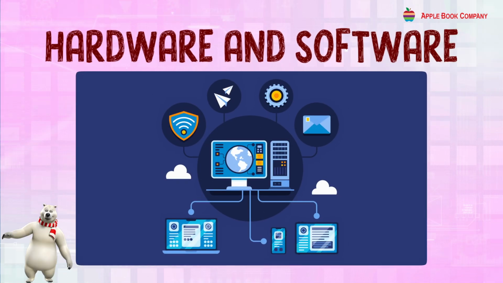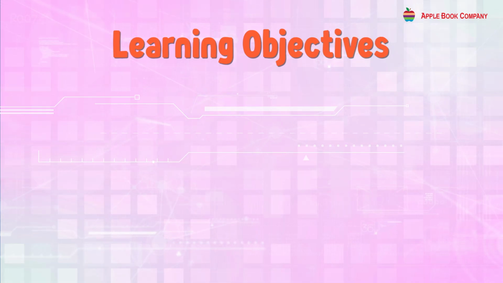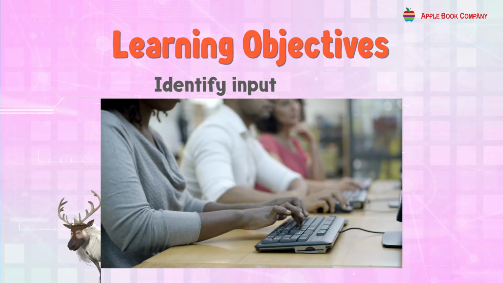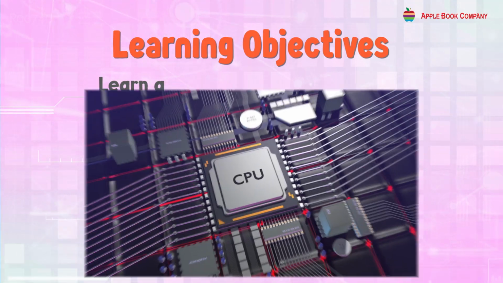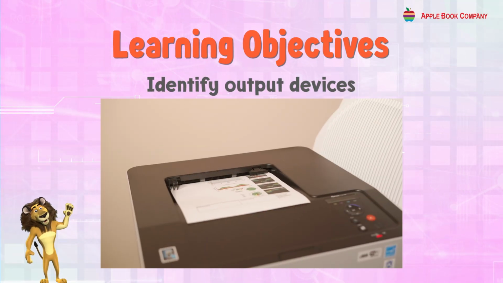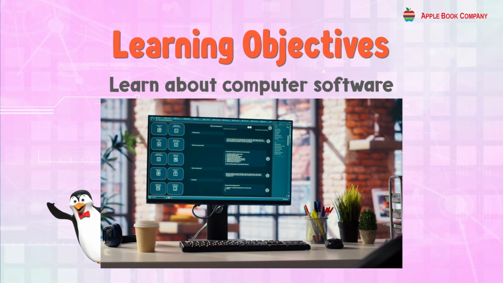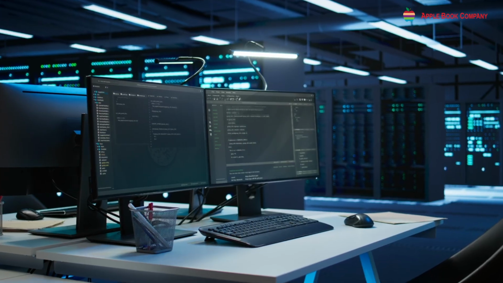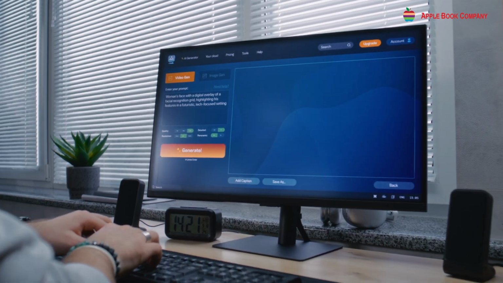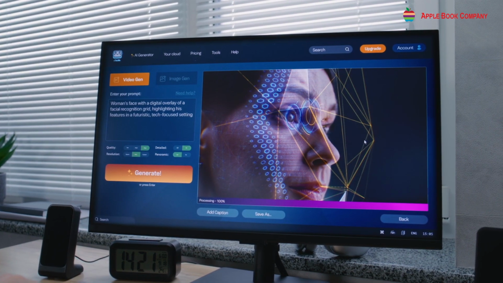Let's begin with a new chapter today, hardware and software. First, let's start with the learning objectives. Understand computer hardware, identify input devices, learn about the processing device, identify output devices, understand storage devices, learn about computer software. A computer system is made up of hardware and software. Both hardware and software work together to make a computer function properly.